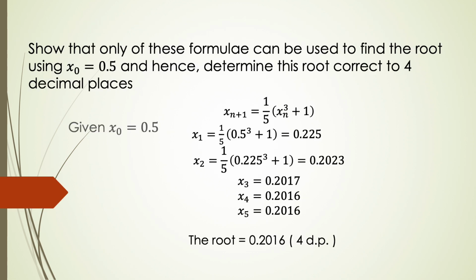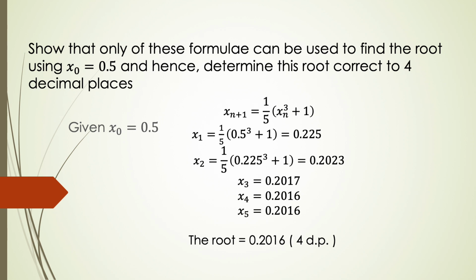Last part, we want to find the approximate value of the root by using the initial value equal to 0.5 in the iterative formula x n plus 1 equal to 1 over 5 (x n to the power 3 plus 1). So when n equal to 0, we apply the initial value 0.5. We find the first approximate value equal to 0.225. So when n equal to 1, we have the second approximation value.